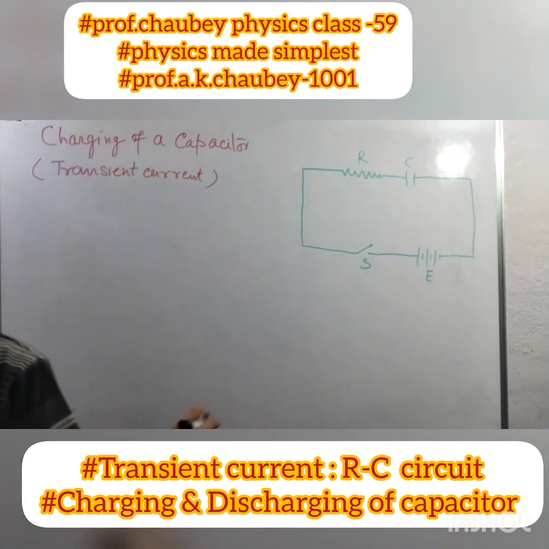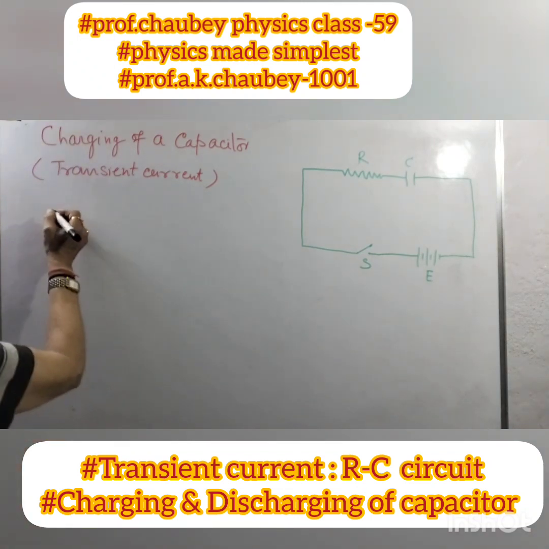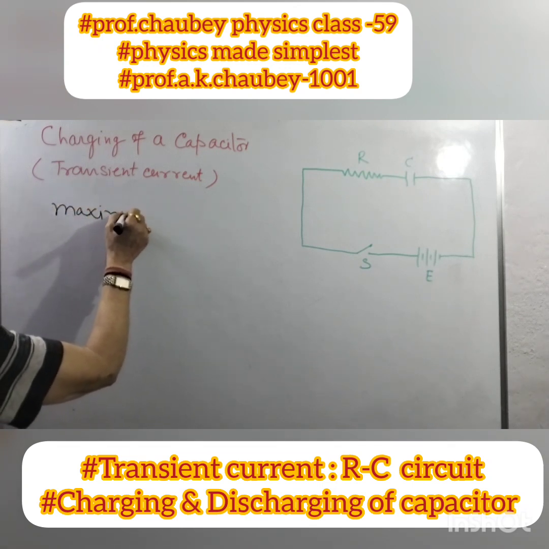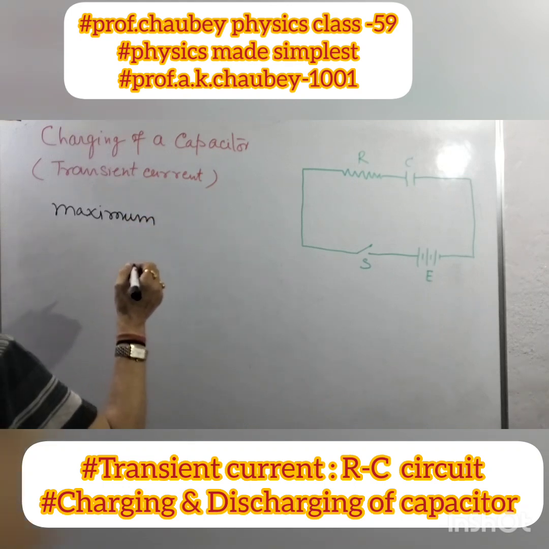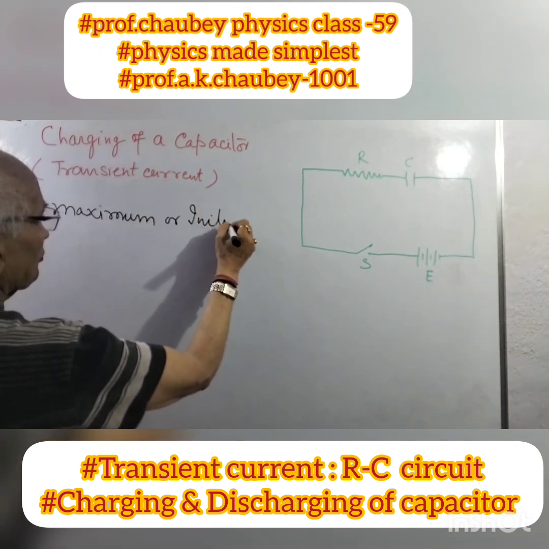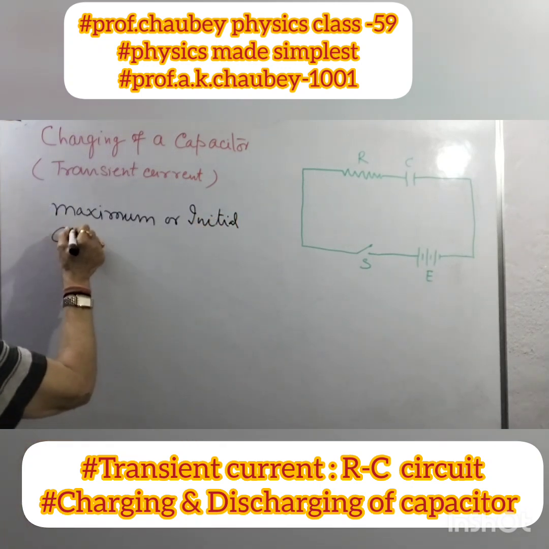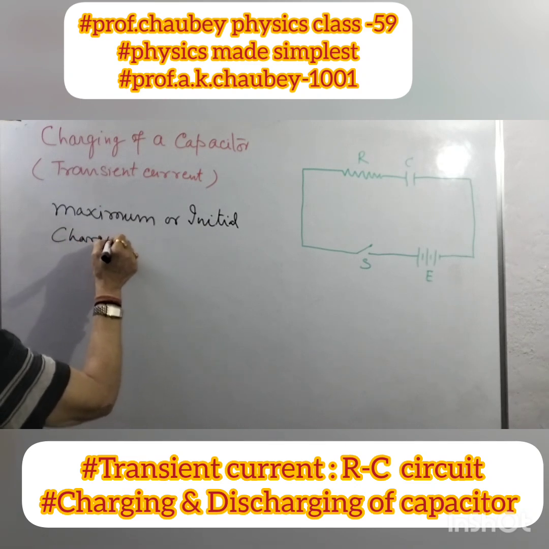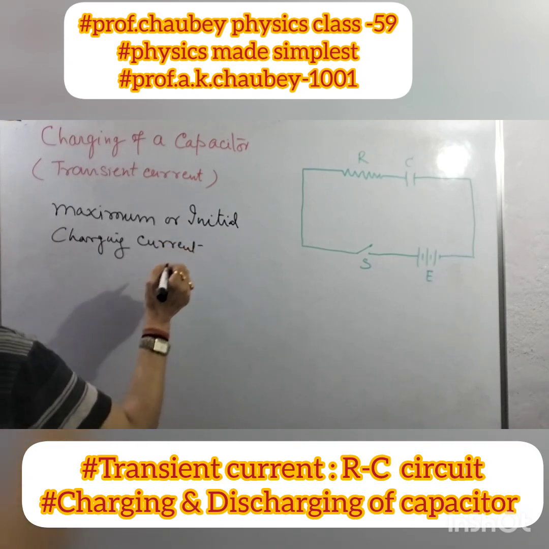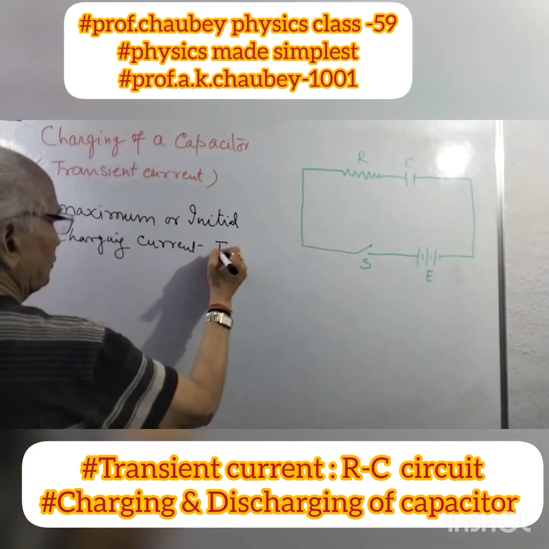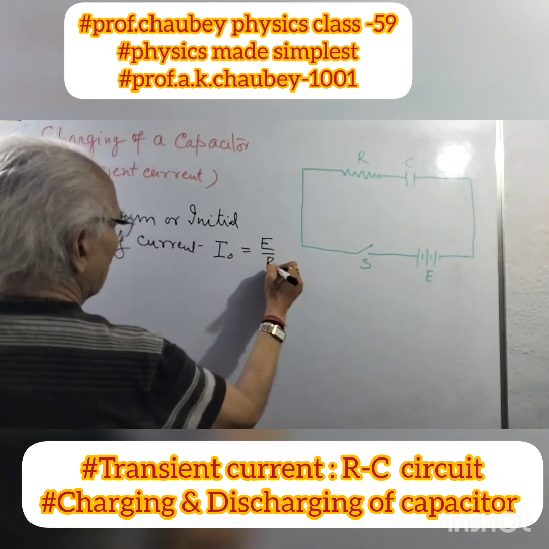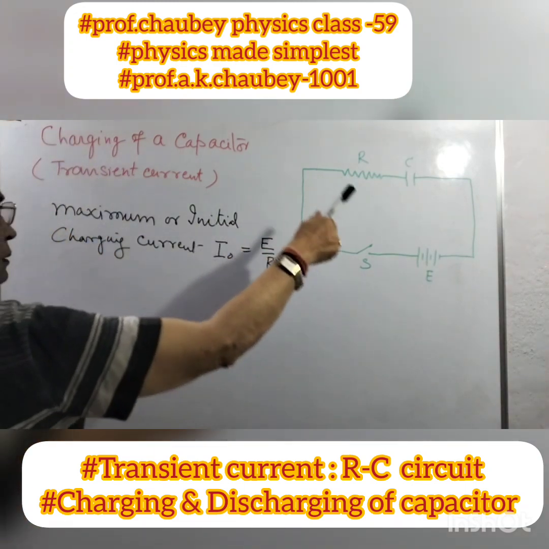So I can write here that the maximum current, the initial charging current, is I naught equal to E over R. E is the EMF of the battery and R is the resistance. That is the maximum current.